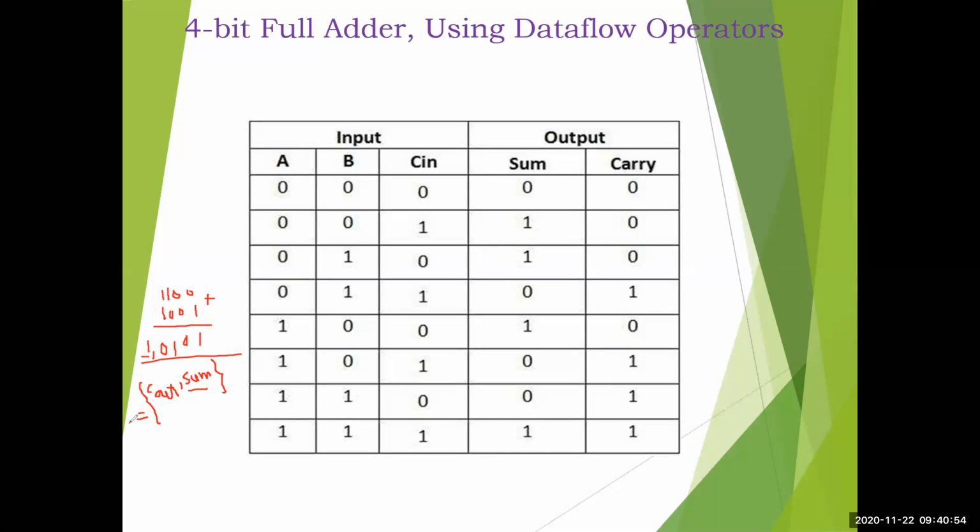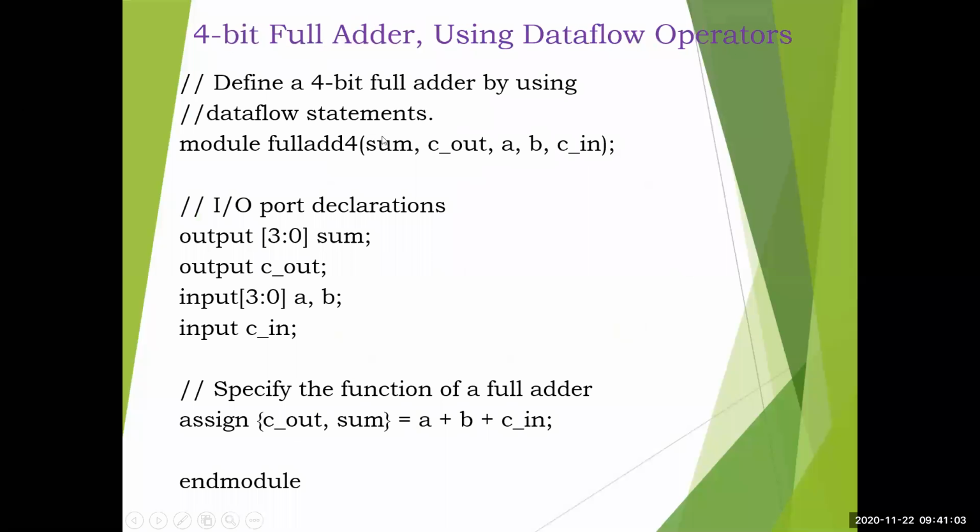Clear? Okay, so that is the idea of this program. Now just see the program, hope you will understand. We define a 4-bit adder using dataflow statements. The module name is the same as I have given, full adder 4, with ports sum, Cout, A, B, Cin. This is not going to change, and even the IO port declaration is the same.